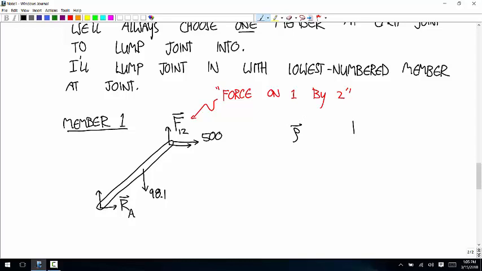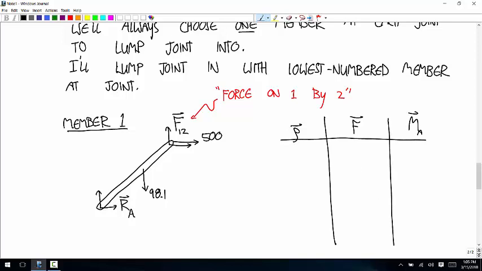And I'll write out rho, force, moment. Can we even solve this equation though? Yeah, that's a great question. So the answer is no, we can't. Not yet. But when we isolate the other member, we're going to have a force on 2 by 1, which is negative F12. And so we'll end up with a system of 6 equations for 6 variables.